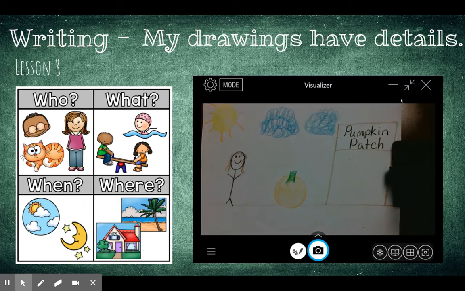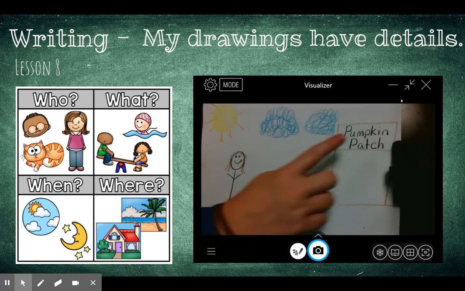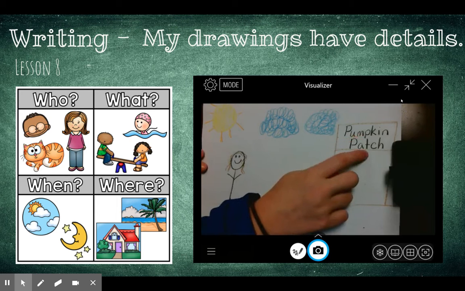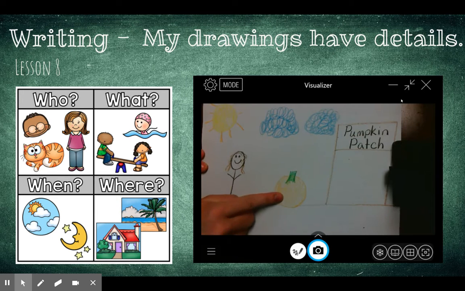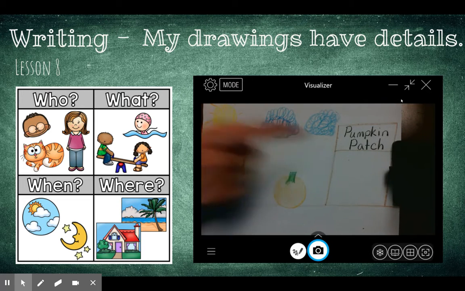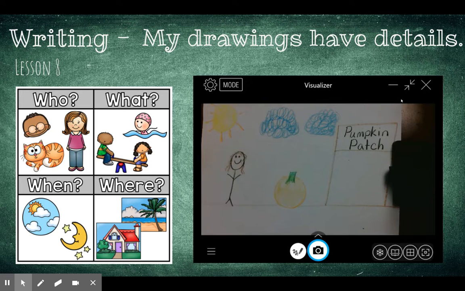And our last item on our checklist is where. Where does my story take place? Well, if we look at my picture, it says pumpkin patch on my sign here, and I have a picture of my pumpkin. So this shows that Miss K is at the pumpkin patch in my story.